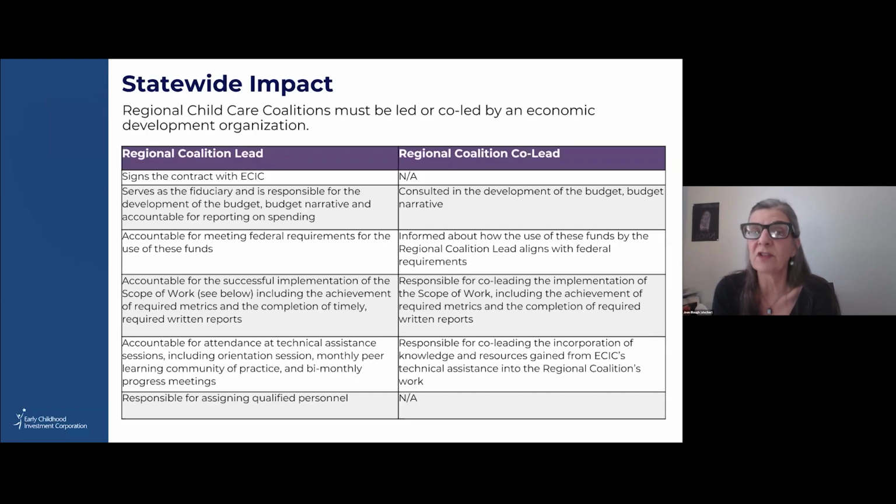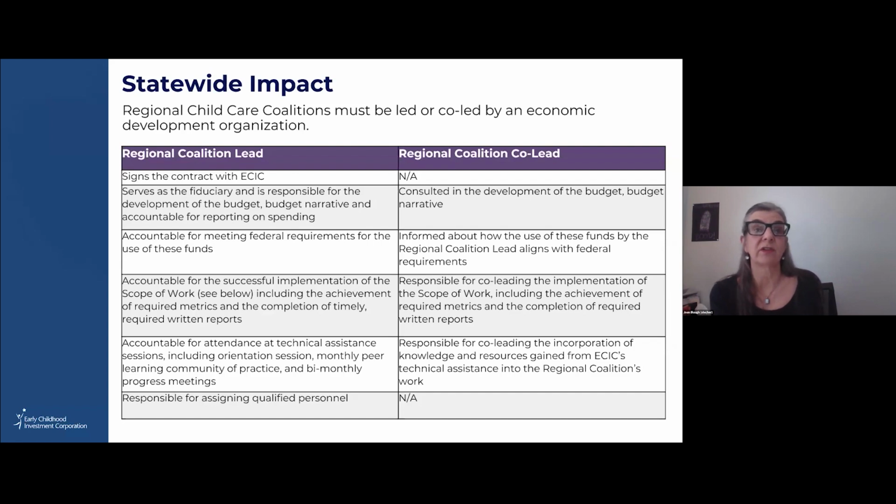So we thought it would be helpful to just provide a basic overview of what we mean when we talk about the role of the regional coalition lead and the regional coalition co-lead. So I'm going to focus first on the regional coalition lead. This is going to be the organization that's going to sign the contract with ECIC once they're successful and approved for funding.